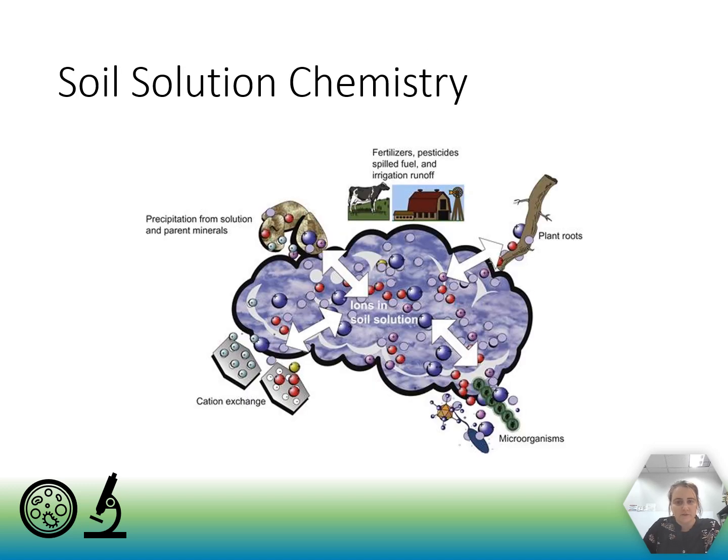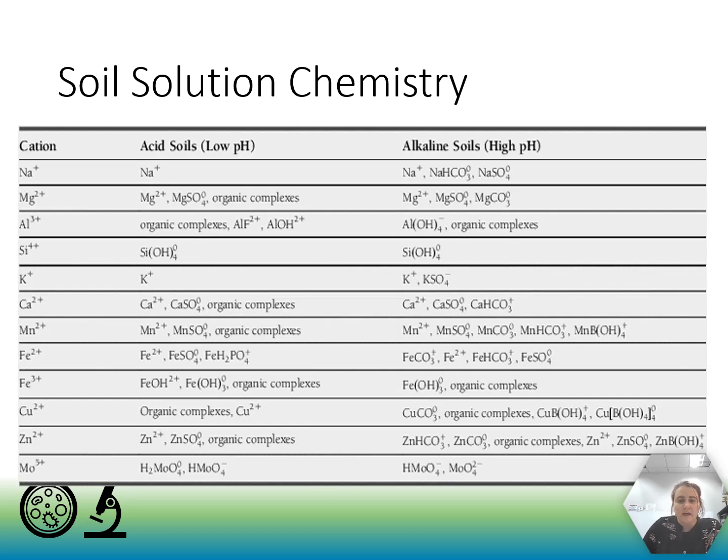So this is just a little figure that you can pause this screen just to take a look at it. It's in your book as well, but it just shows all the different types of reactions that we've just discussed that are going to influence that soil chemistry. So there's things like the roots, there's precipitation from solution, there's cation exchange, there's microorganisms, and all these components are going to have an impact on what's going on from a chemistry standpoint. And then this table here is going to actually help you answer one of your pre-lecture questions.